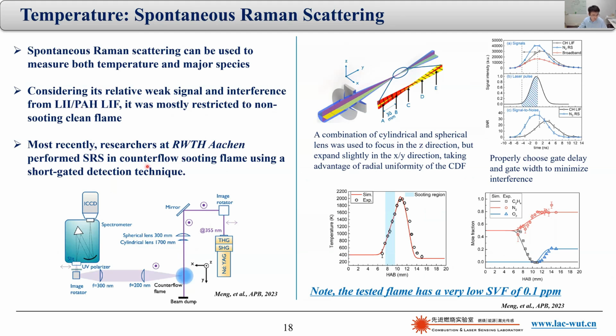Very recently, researchers from Aachen University proposed a short-gated detection technique that they used to perform this spontaneous Raman scattering in counterflow sooting flames. That was successful, but they also mentioned that the method is only applicable to very low sooting flames. Their test case had only a peak soot volume fraction of 0.1 ppm, but they said that if you increase the soot volume fraction to, for example, 0.15 ppm, the method will not work, still because of the strong interference from these broadband emissions.